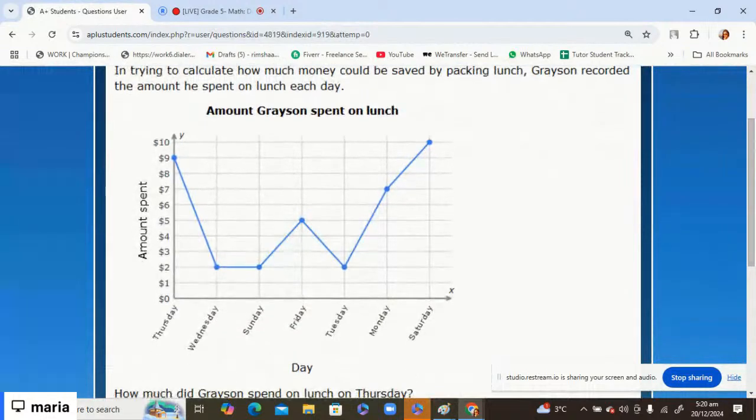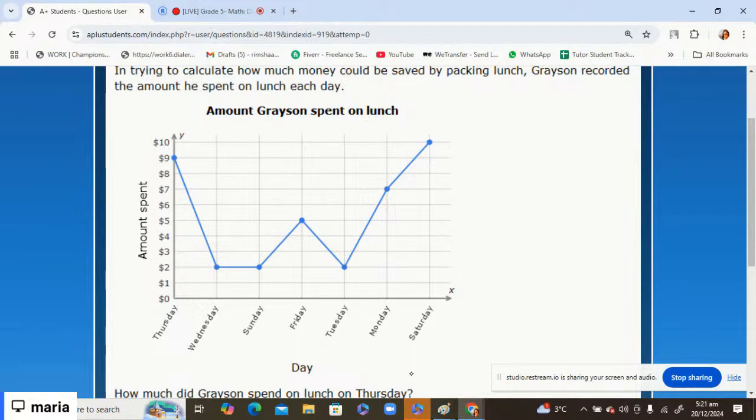In trying to calculate how much money could be saved by packing lunch, Grayson recorded the amount he spent on lunch each day. So the days are given: Thursday, Wednesday, Sunday, Friday, Tuesday, Monday, Saturday. And the amounts spent are given, from $0 to $10. These are some points: on Thursday it's $9, Wednesday it's 2, on Sunday again 2, on Friday it's 5, Tuesday it's 2, Monday it's 7, and on Saturday it's 10.